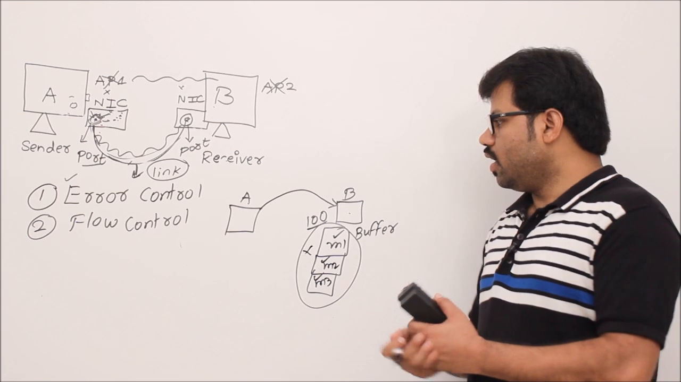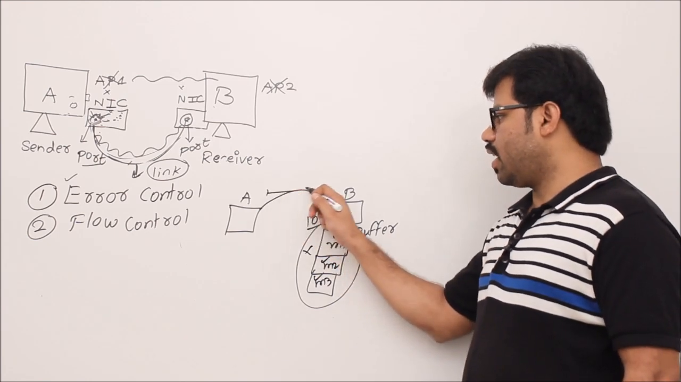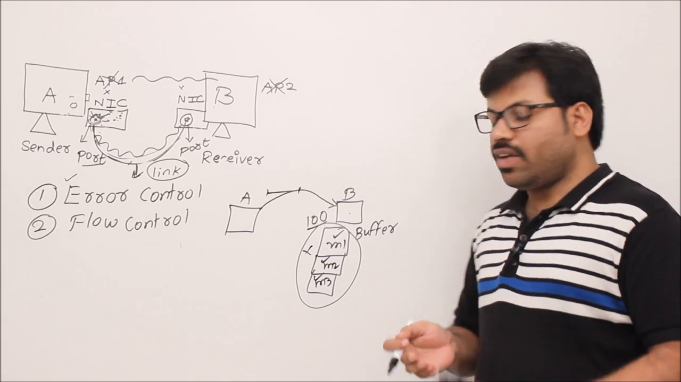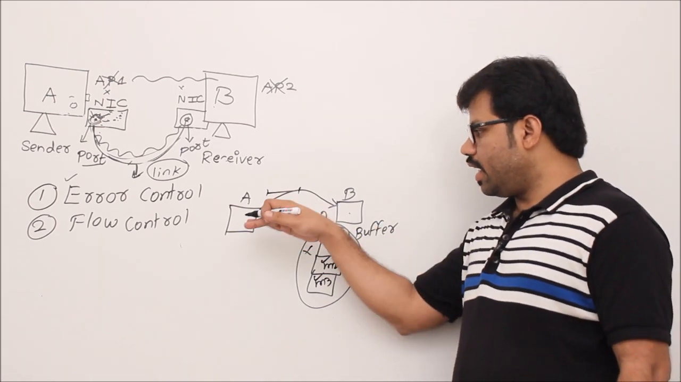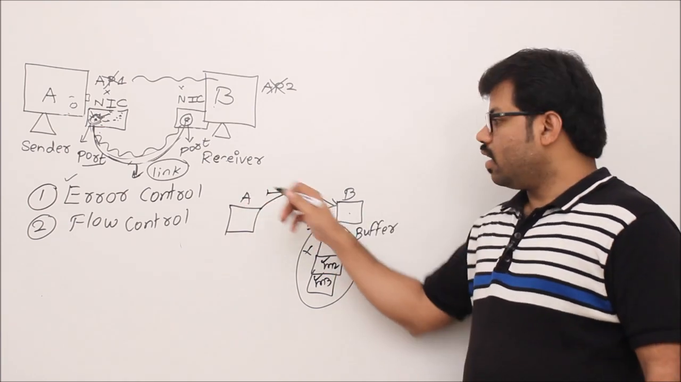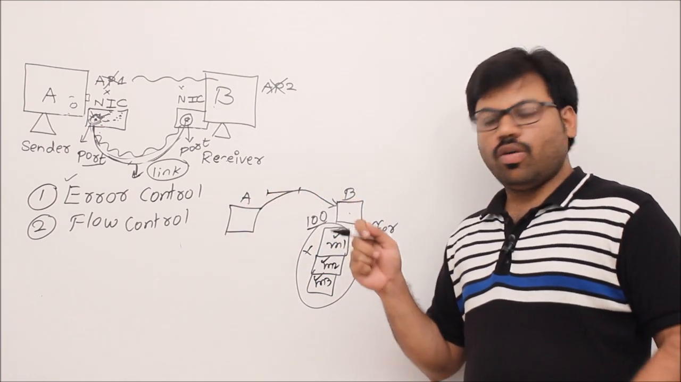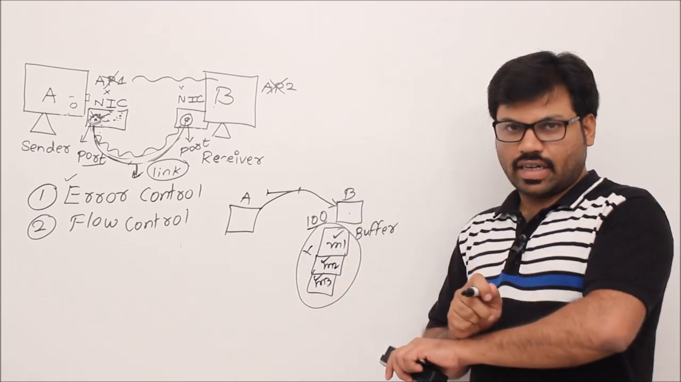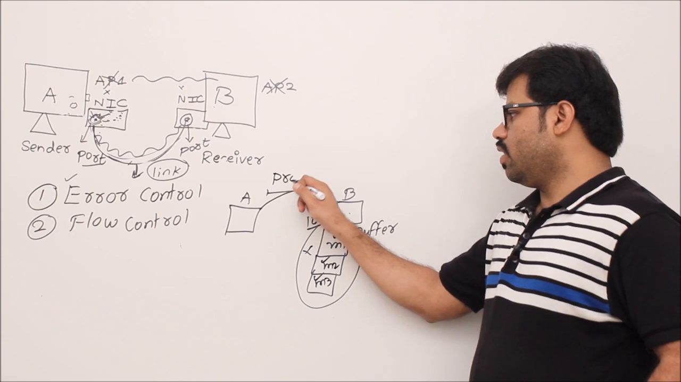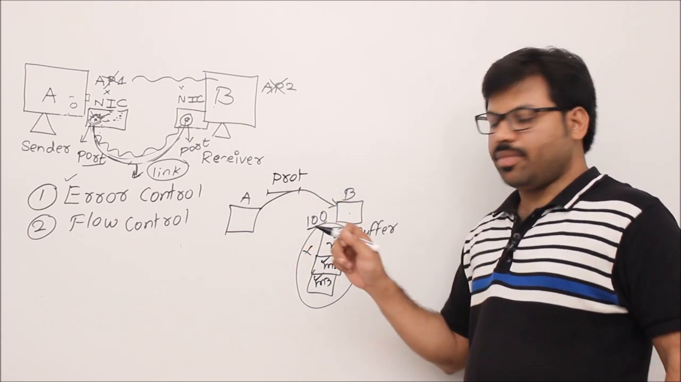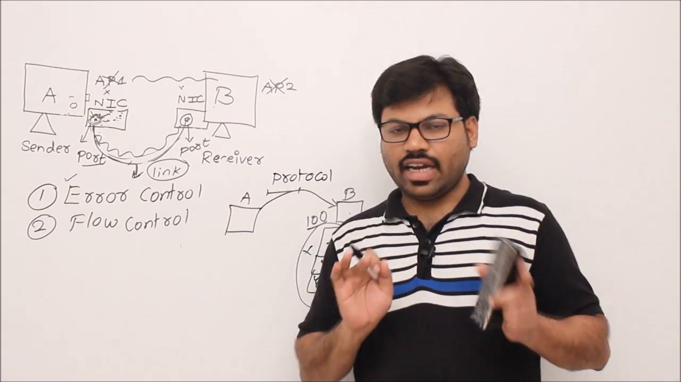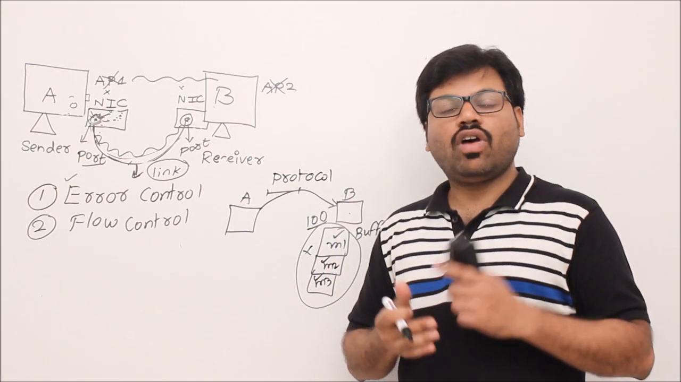To avoid that, there should be communication between A and B, right? And there should be an agreement between them. Before sending the first message itself, A says, my dear B, how much buffer do you have? What is the size of the buffer? And what is your speed? Everything. So that is called a protocol. Finally, there will be a common agreement, and that is called a protocol, and A and B will follow that protocol.